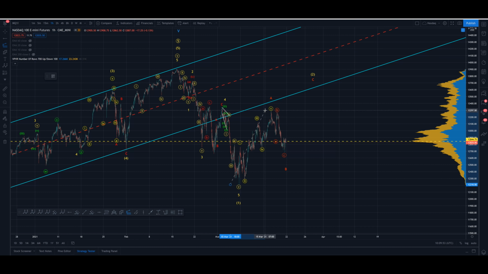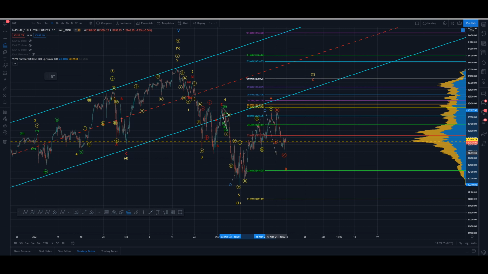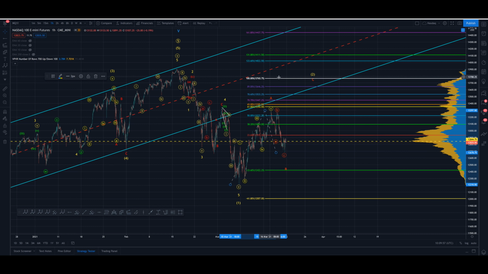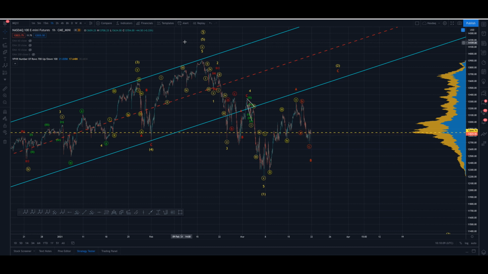So if this is the A, we haven't put the B in yet, so let's take it from where we currently are. A 100% extension would bring us not up to the top, but very close to it, would give us that double top pattern before selling off. It would also test the bottom of this channel and then get rejected. So that's one way of looking at the bearish count.